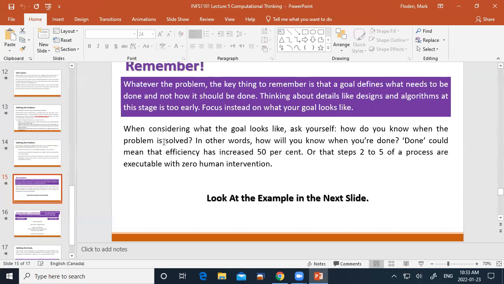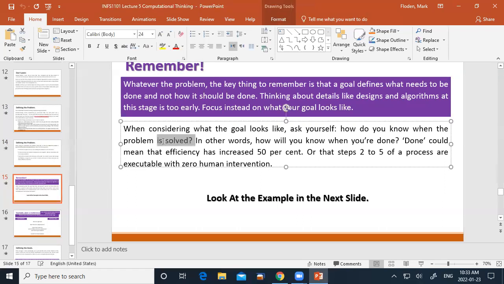Considering the goal, ask: how do you know when the problem is solved? That would be the goal. How do we know when what we've got is what we're supposed to have? How do we know when we're done? A very big problem in computing is specification creep. We start off with a problem, and either the programmer or the user keeps adding things. So before we start, we have to say, this is what we want to have when we're finished. If we don't know that, then we really shouldn't start.